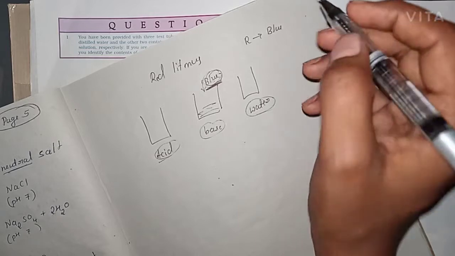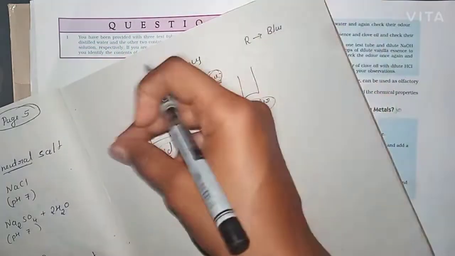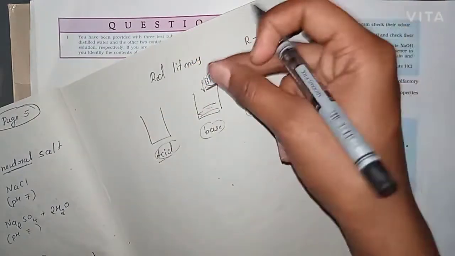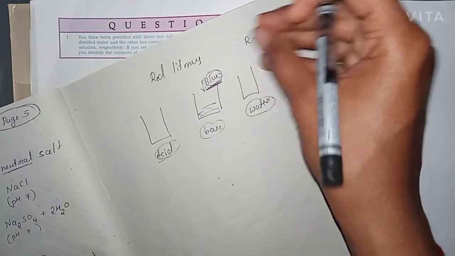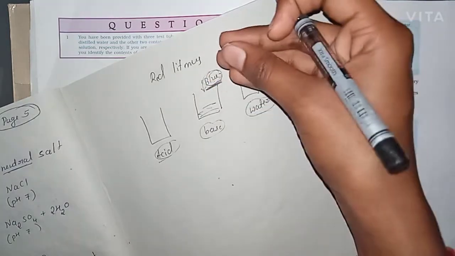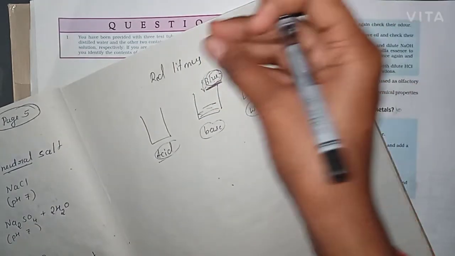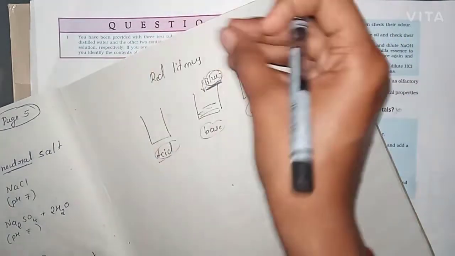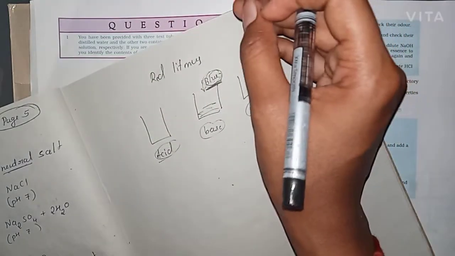First I will check which one is the base by dipping into the test tubes, and in that one I will get the color change to blue. Now that it is converted to blue, when I dip it into the acid, it should get converted to red. So I will dip into the remaining 2 test tubes; the one in which we get the color change is the acid, and the remaining one is water.